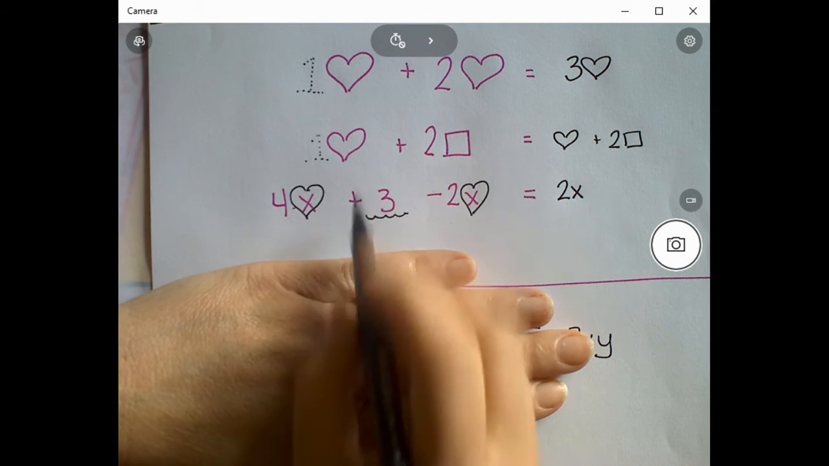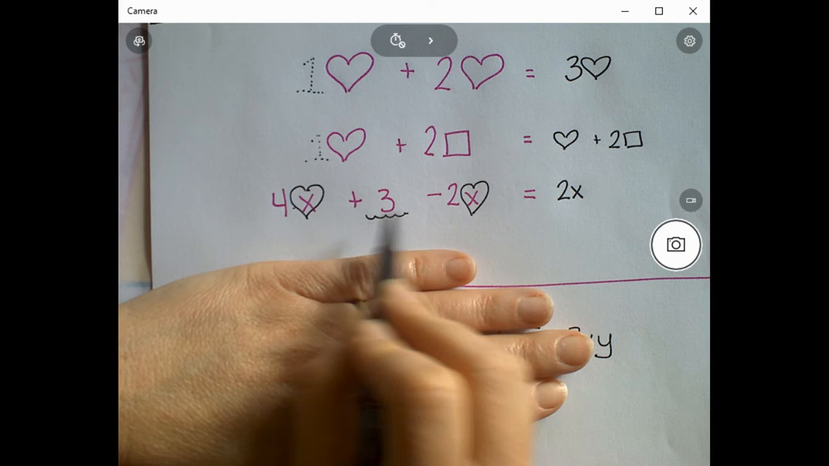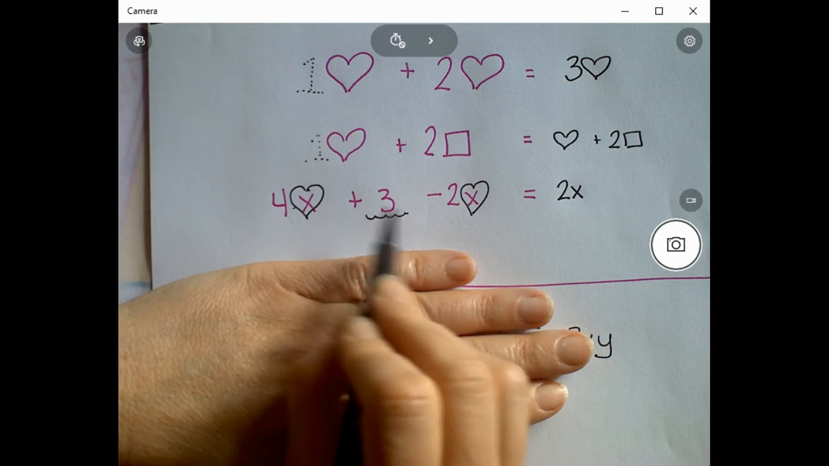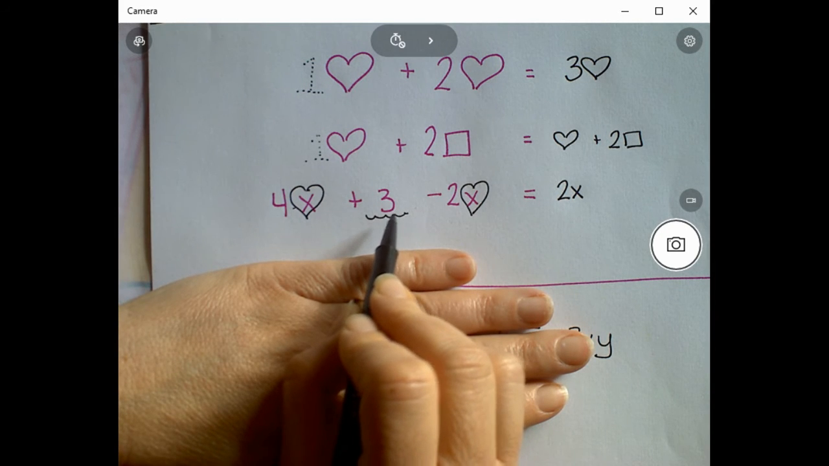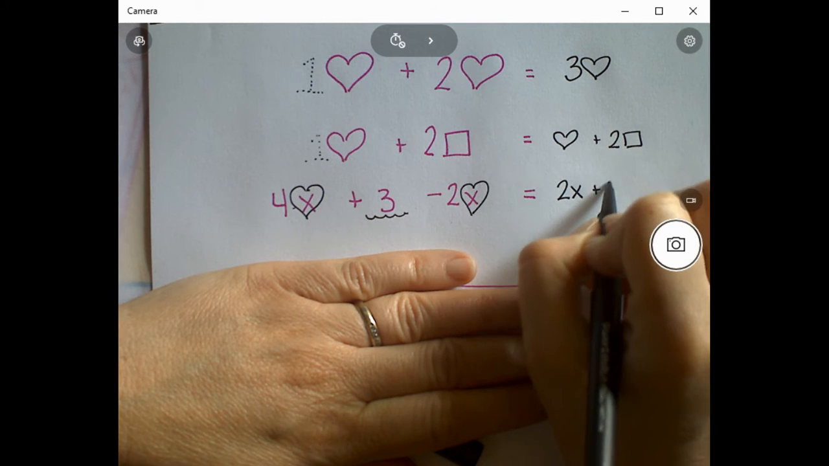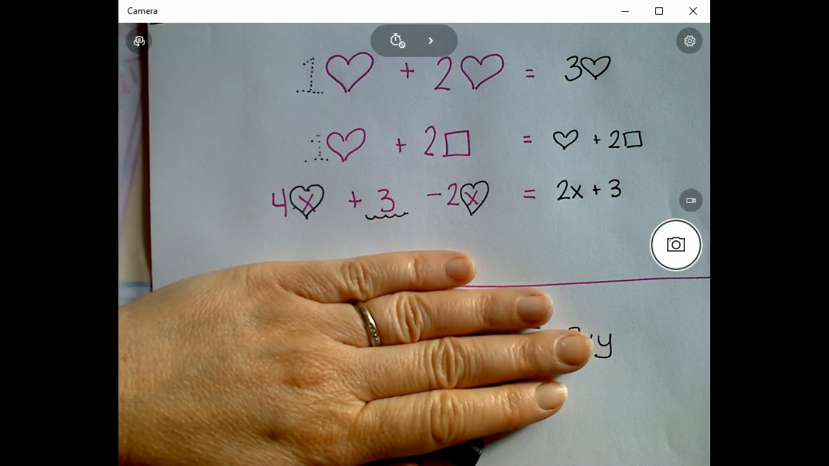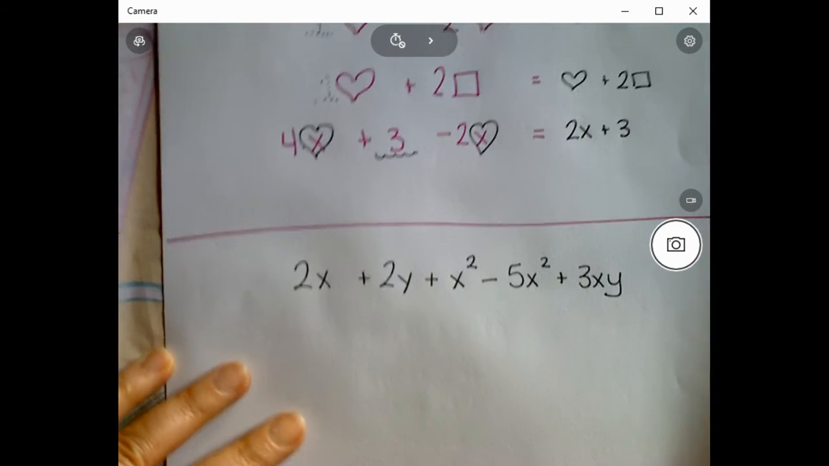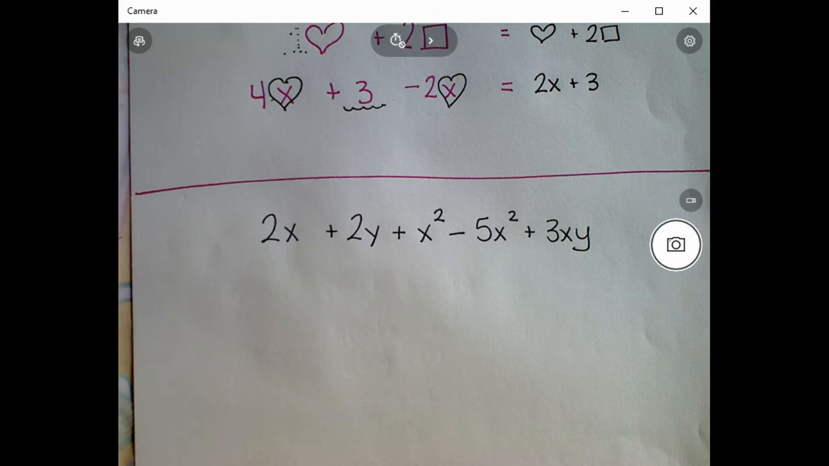And this 3, I like to say it has no friends. There's nobody to combine it with. Nothing that just is a number by itself, a constant. So we're going to have plus 3. And that's the answer. So let's look at one kind of big long one just to review a little bit more.